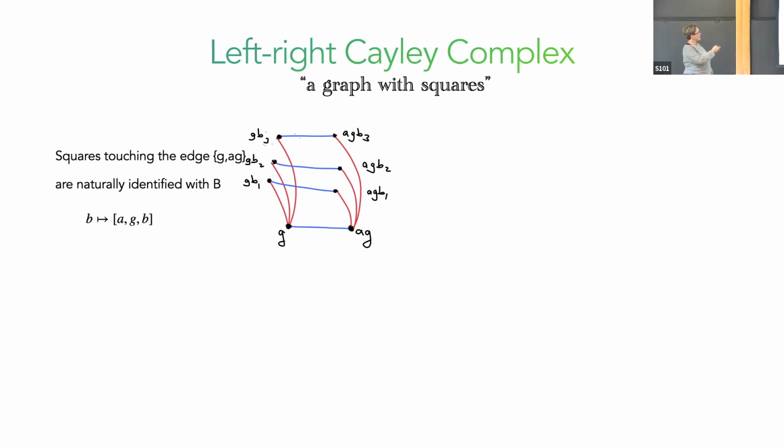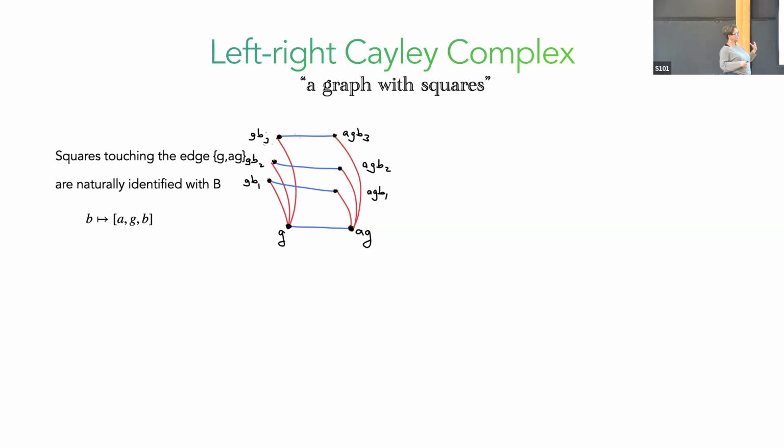Good, okay, so let's look a little bit more at the Cayley complex and then we'll define the code. I want to look at an edge from G to AG and look at which squares touch this edge. For every element B in the set of generators, capital B, I have an edge from G to GB and also from AG to AGB. Here I have AG times B1 and G times B1, AG times B2 and G times B2. So basically I have a little book here where this edge is the spine and all these squares are pages. For every element in B, I have one page in this little book.